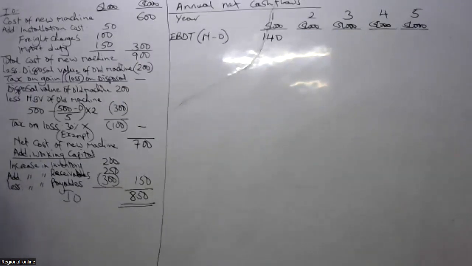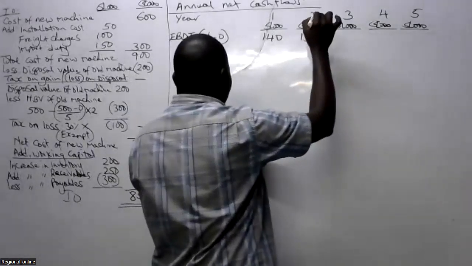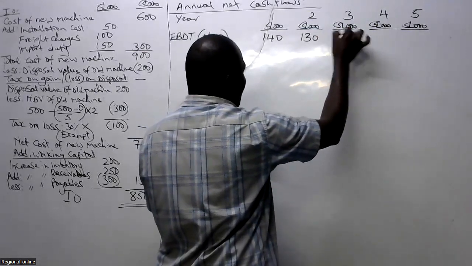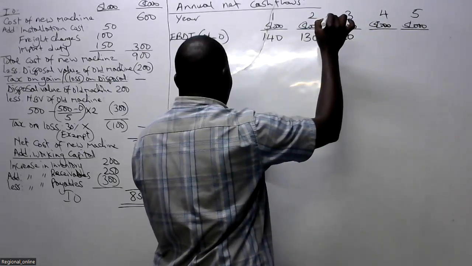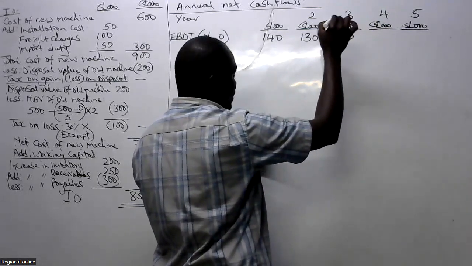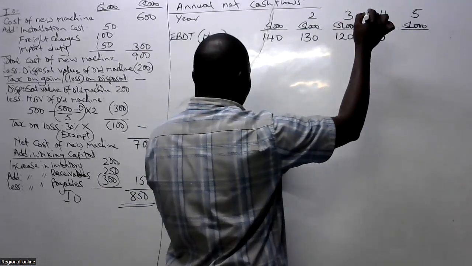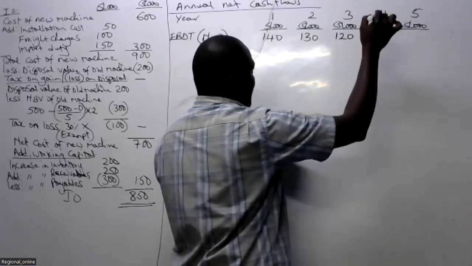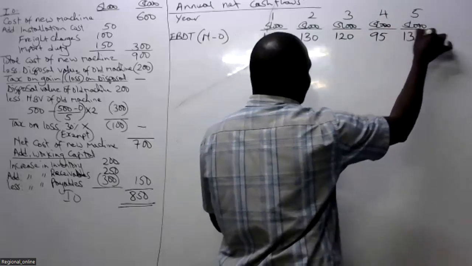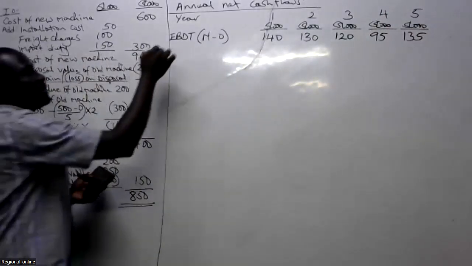In year 2, I have 130. In year 3, 120. In year 4, how much? 95? 95. Year 5 now, 135. 135.